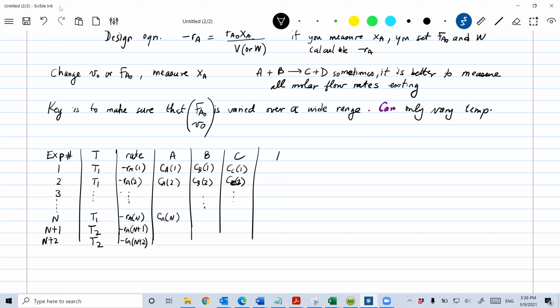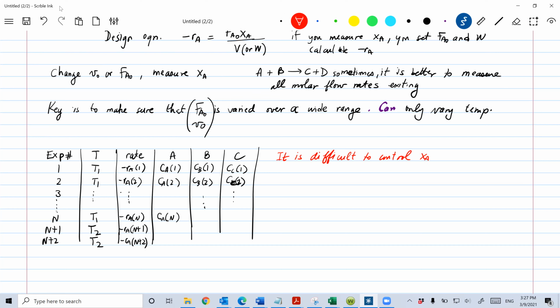It's difficult to control XA. So this is the one thing to keep in mind. That's why, in fact, people don't really use CSTRs to do that. It is difficult to control XA. It's just going to be what it is, and you have to measure it.